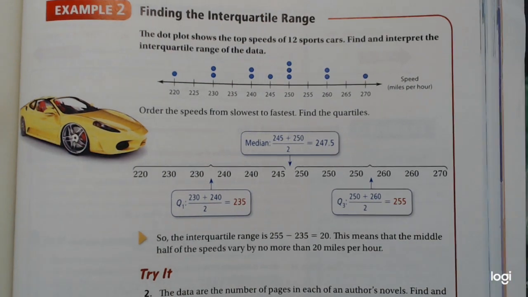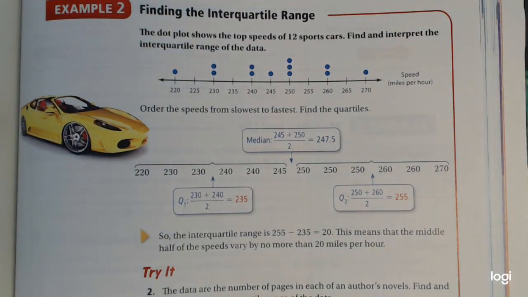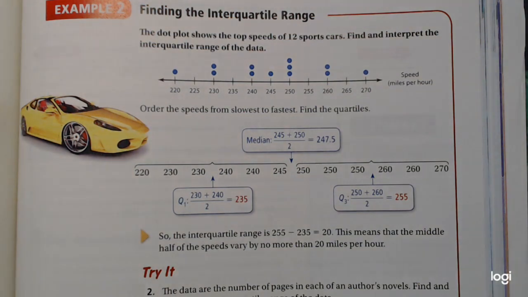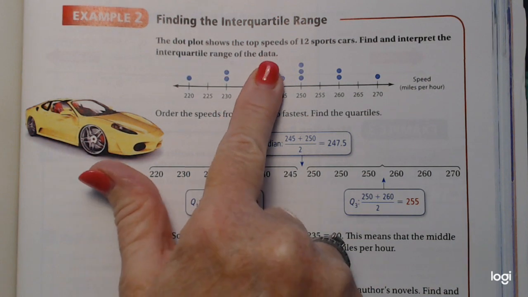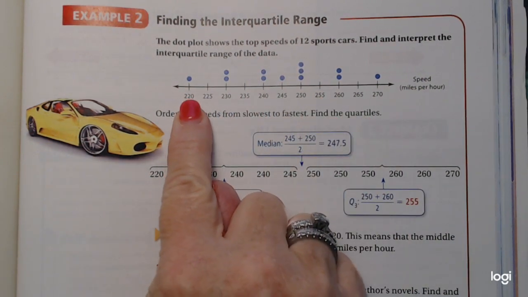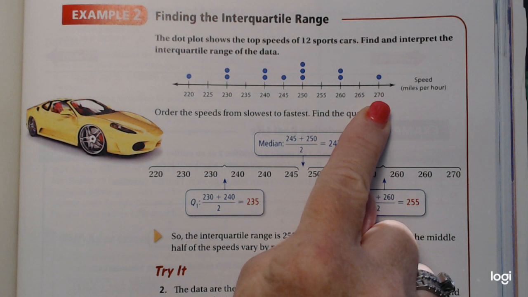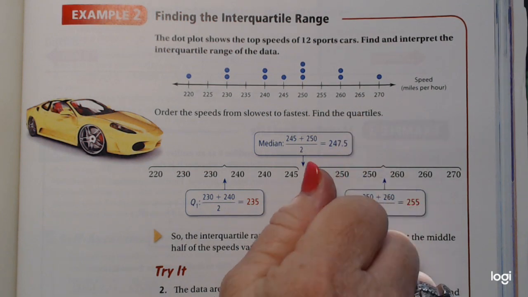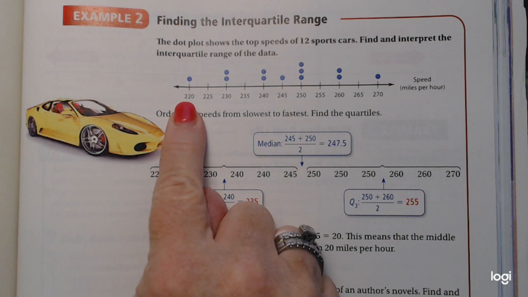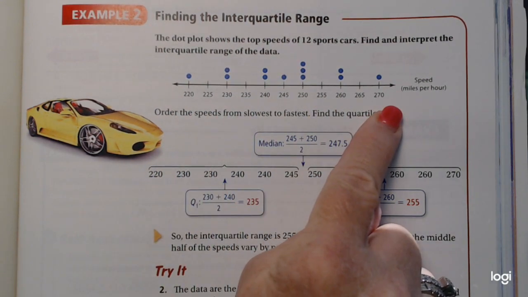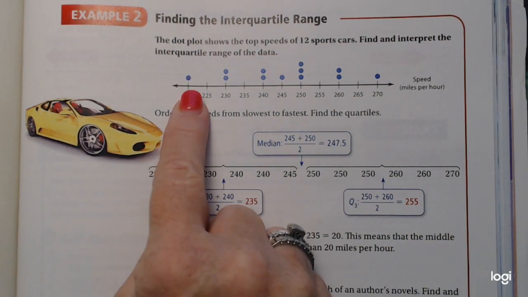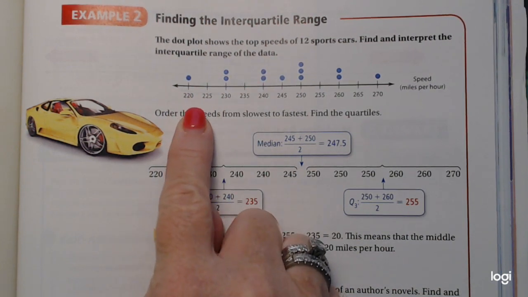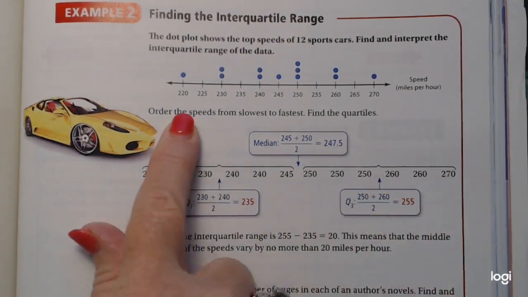So the last thing I'd like to show you is basically something that is in your textbook. It's on page 435. And it is also looking at the interquartile range. However, the data has been given to us in a dot plot. These are the speeds of 12 sports cars. And we have a speed from 220 all the way to 270. So what we did is we took the data values and we put them in order from least to greatest by listing all the dots.